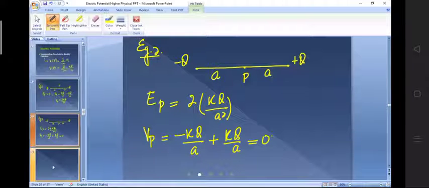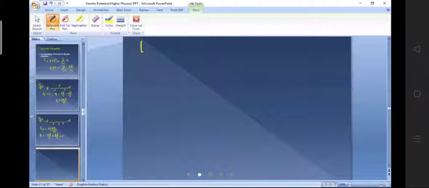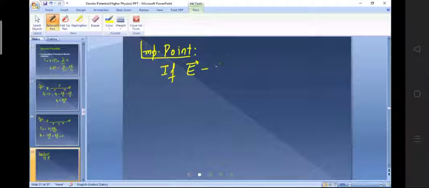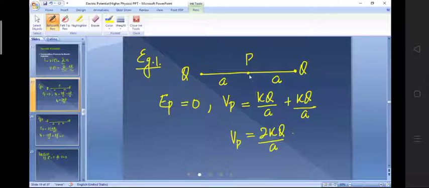So from examples number 1 and 2, this is an important point which follows. Suppose I say: if the electrostatic field at any point is equal to 0, does it imply that the potential is also equal to 0? Does it imply? No, it's not necessary. If the electrostatic field at any point is equal to 0, it's not necessary that the potential will be equal to 0. Potential may or may not be equal to 0. Here we have the electrostatic field at point P equal to 0, but the potential is not equal to 0.